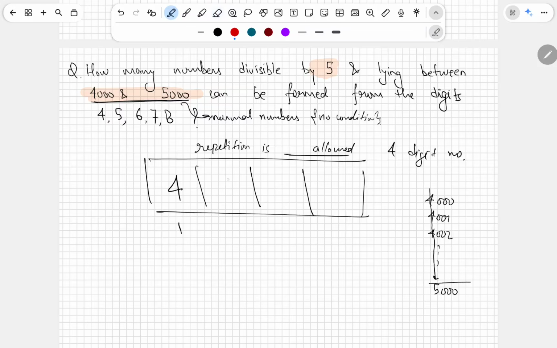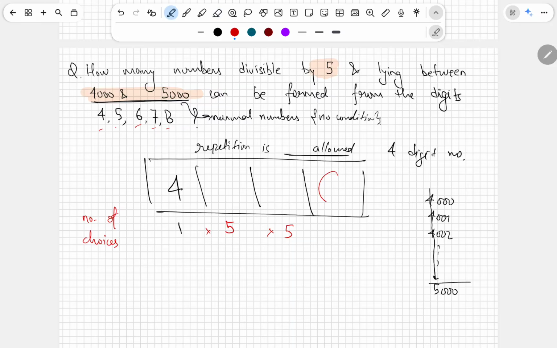In this place, how many choices do I have for the second place? I can put 4, 5, 6, 7, or 8. So I have 5 choices. When talking about the number of choices, we can put any of the 5. Now for the third place, again we have 5 choices: either of 4, 5, 6, 7, 8.